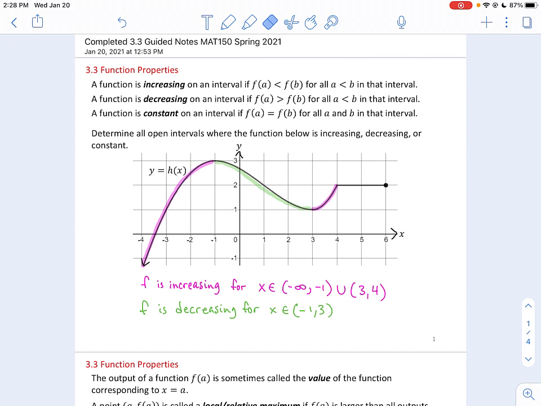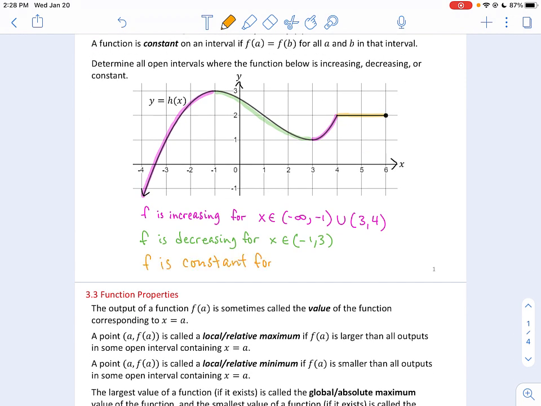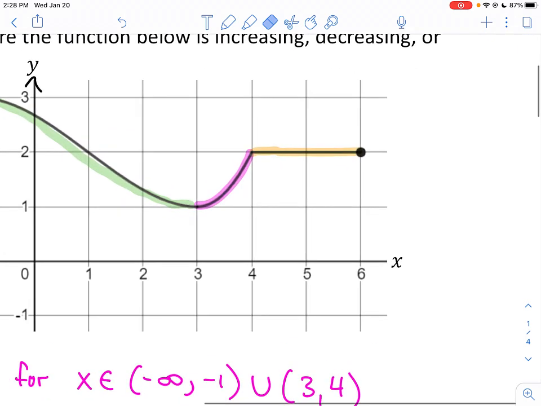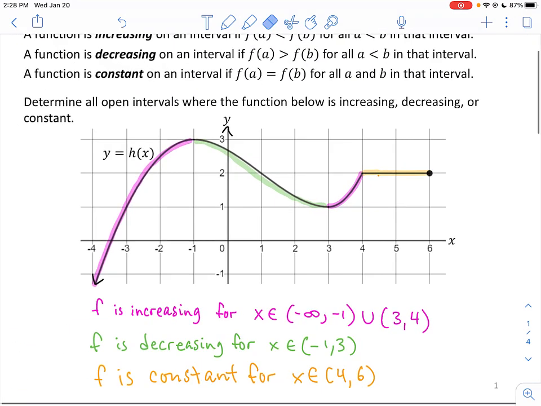And then the other possibility is that a function is constant on an interval if f of b equals f of a for all a and b in that interval. So the only constant portion is right here. And we will say f is constant for x in the interval, and the constant portion started at 4 and ended at 6. And so if you take any a and b in here, it doesn't even matter which one's larger, and you get the exact same height, then it just means the function was constant on that interval.